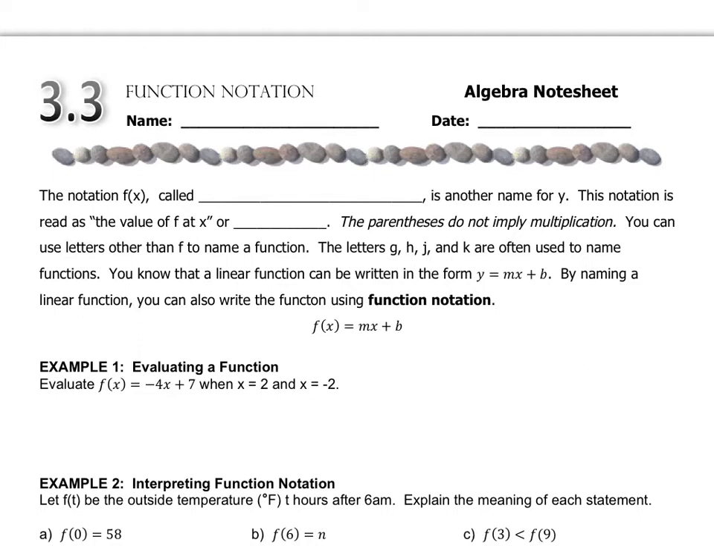So when you were a little kid, you would say, it was nice, and she was nice, and they were nice, and I was nice. You now use more descriptive words like polite and friendly and kind. So you don't use the same word over and over. You use more advanced descriptive words. That's kind of like function notation. It's another way of saying y.